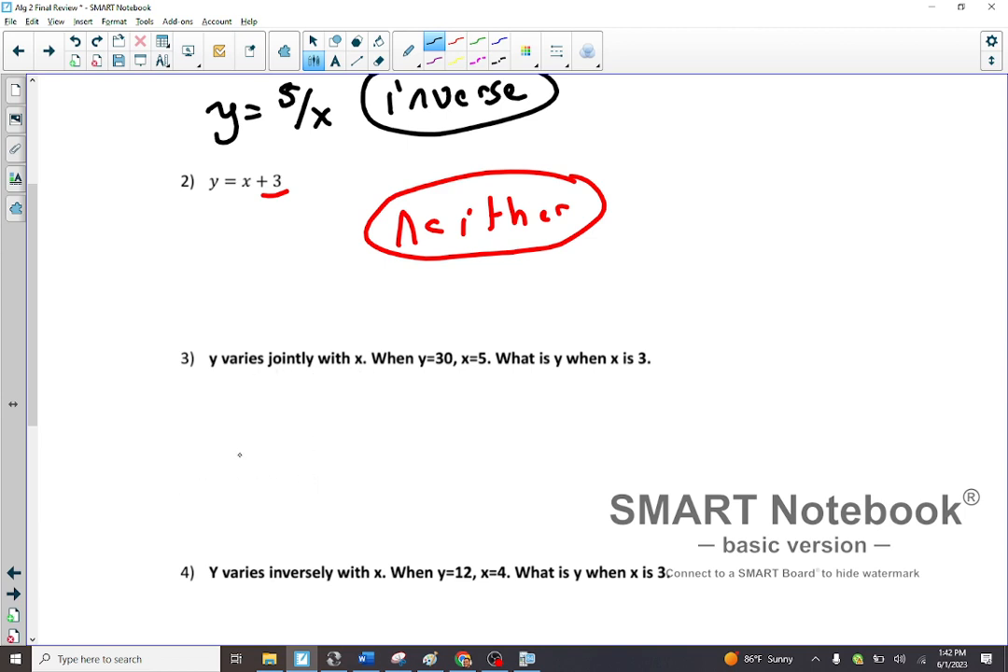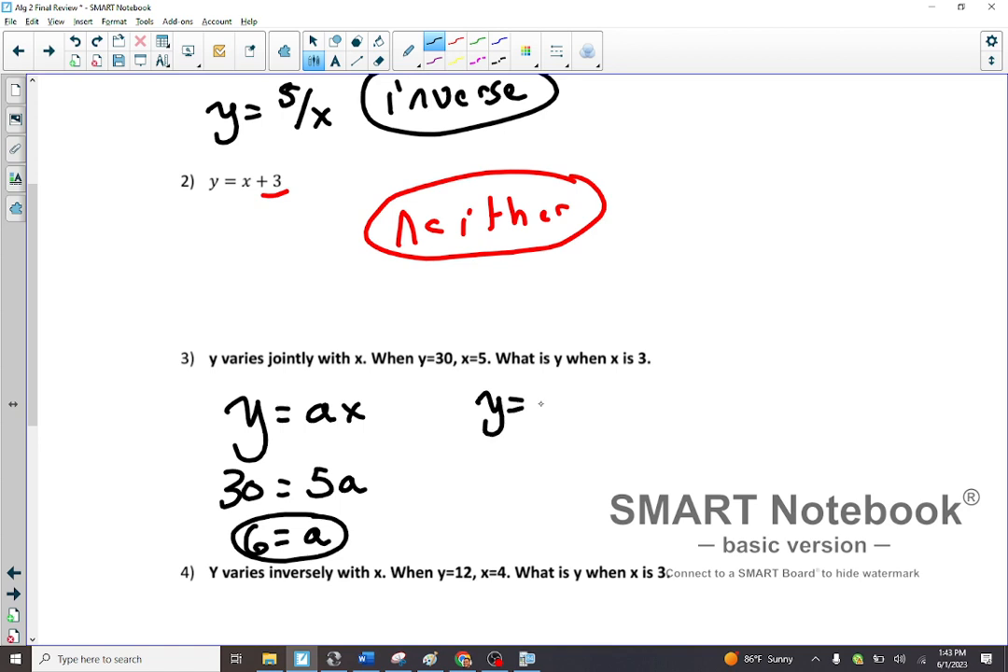So, this one, y varies jointly with x. When I say it varies jointly, that's pretty much the same as varies directly. So y varies jointly with x. When y is 30 and x is 5, we could figure out what a is. So divided by 5 on both sides, 6 equals a. But that's not my final answer. But I'm going to put 6 as one of the options. What I need to figure out is what y is when x is 3. So y equals 6, which I know is a now, times 3. So y is 18.